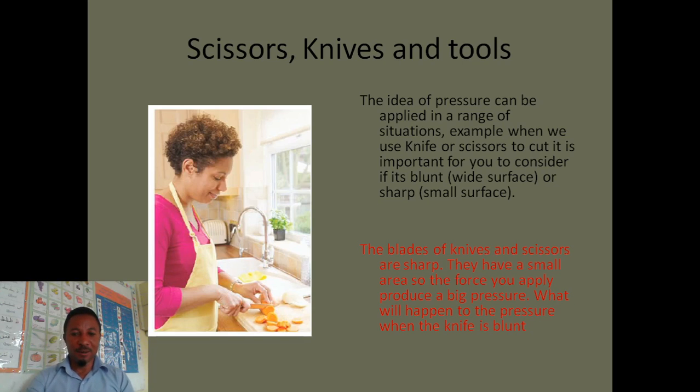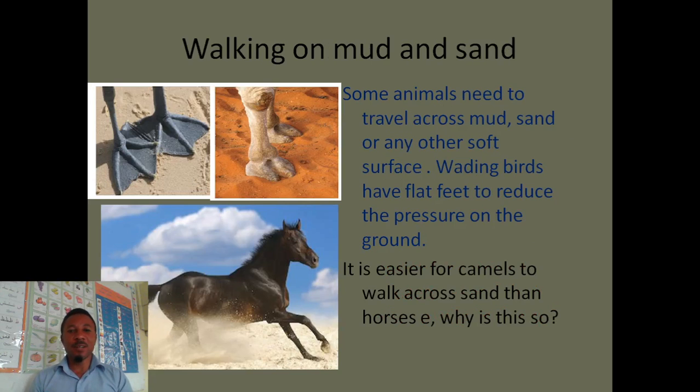Now, walking on mud and sand. Some animals need to travel across mud, sand, or any other soft surface. Wading birds have flat feet to reduce the pressure on the ground. Like now, in the picture, you have a wading bird. It's walking on soft soil. It can also walk on marshy areas. The feet help it to spread its weight, and so it exerts a very low pressure on the ground, so it can walk on any soft surface.